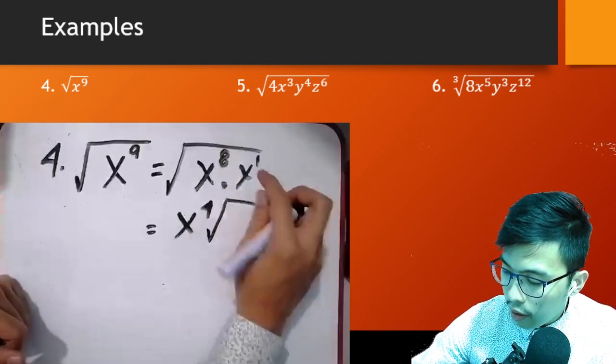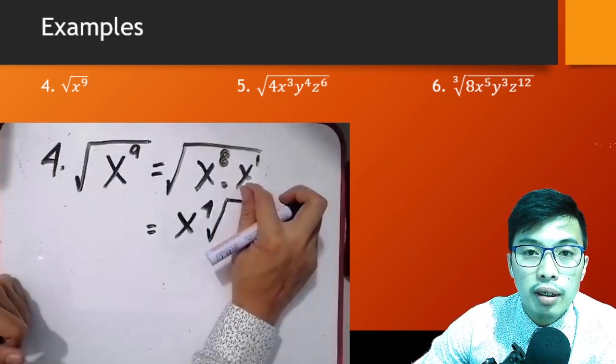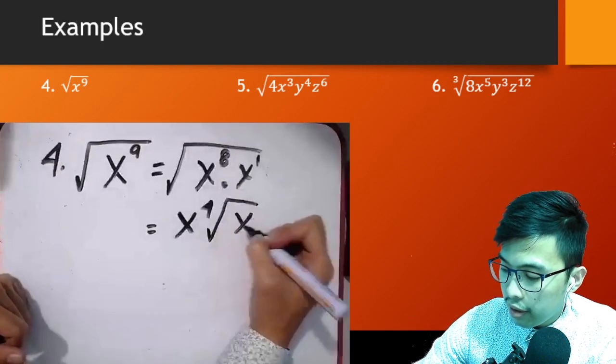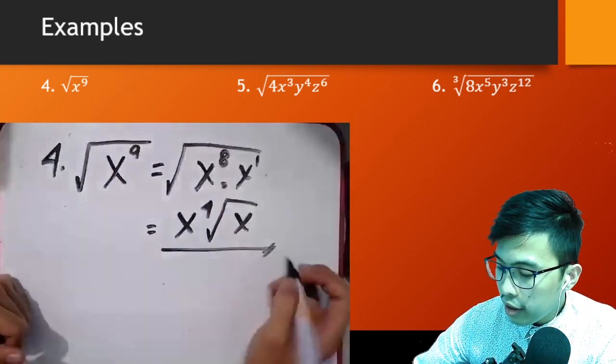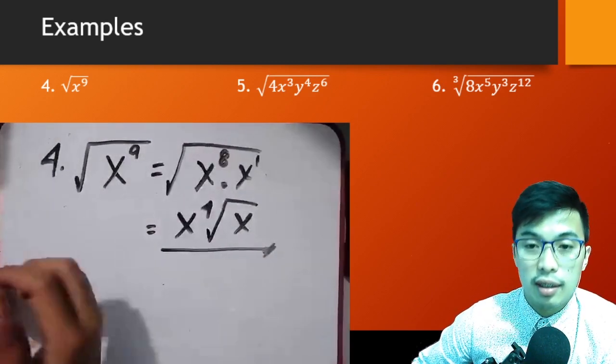And then, since x is not a perfect square, x will remain inside the radical sign. Okay? And this is already the simplified form of this.